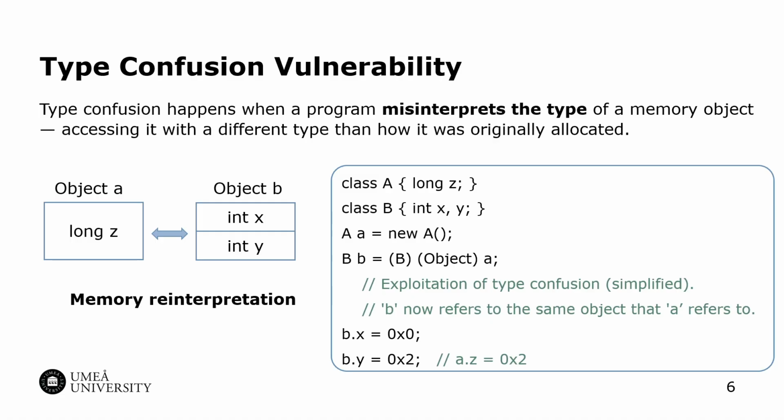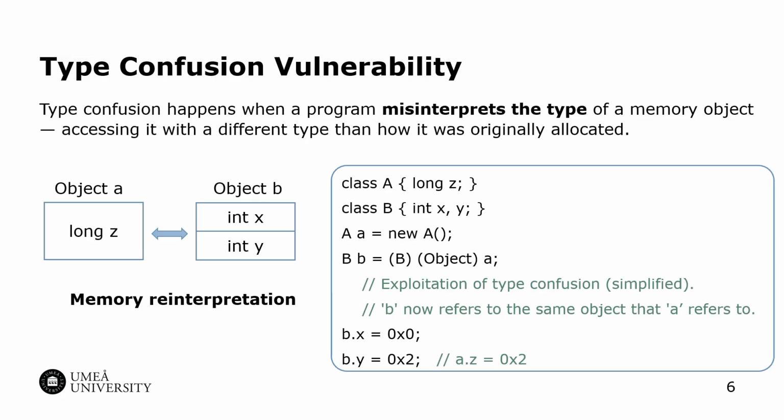Type confusion happens when a program misinterprets the type of a memory object. That is, it accesses an object using a type that's different from how it was originally created. This shows how one object can be interpreted in different ways.